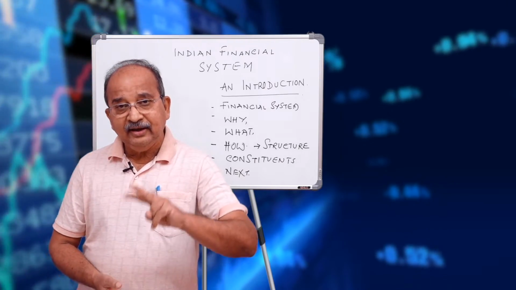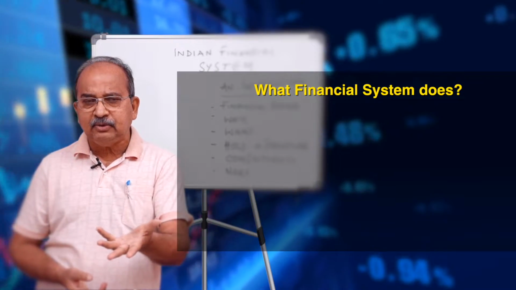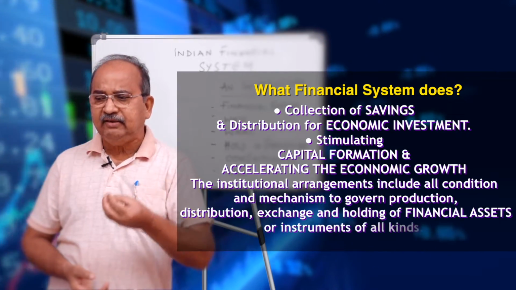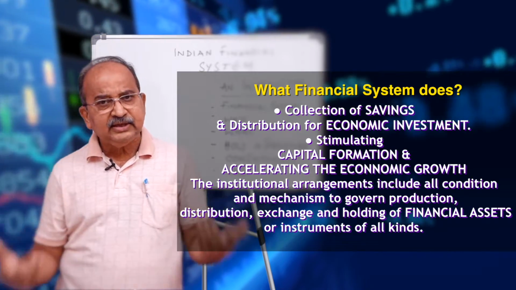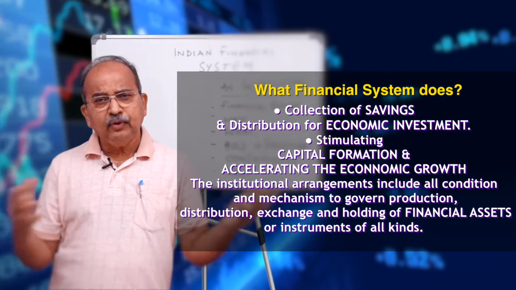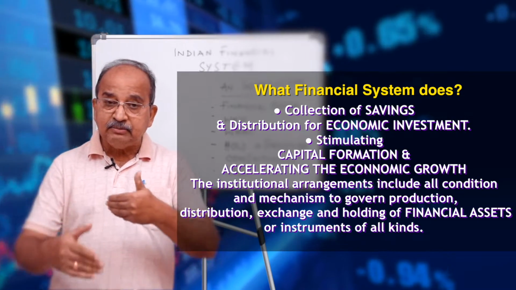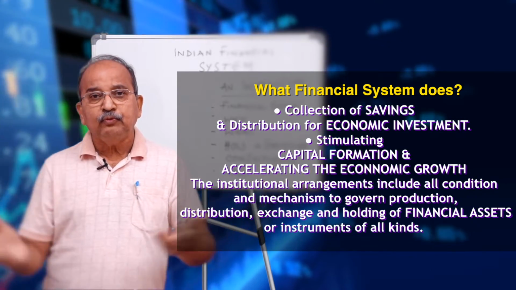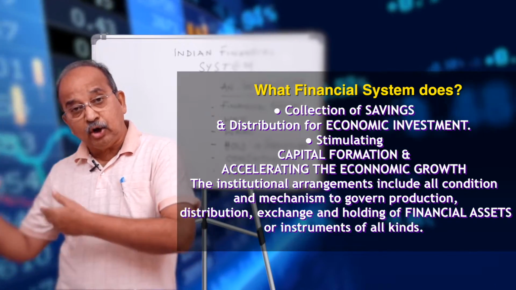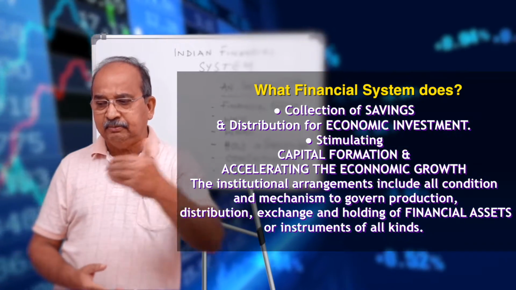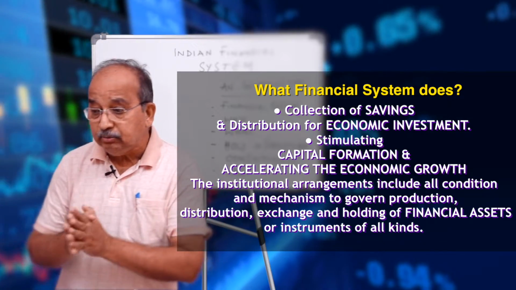In a nutshell, you automatically understood what this financial system does. It collects savings, it enables people to save money, and this saved money is utilized again for economic development or otherwise consumption. Consumption by the people leads to further production. Unless a person consumes, there will not be production, and to make production, money is also required, and that's how this financial system acts as a stimulator.